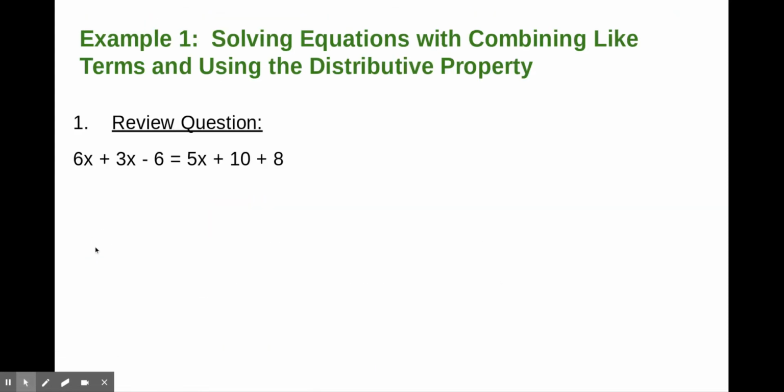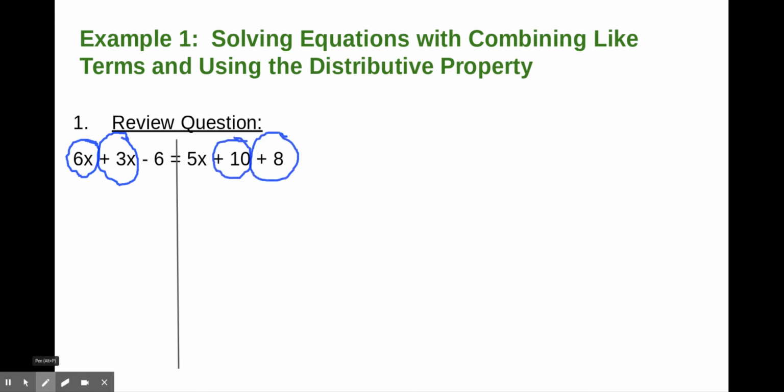We're going to just review before we add in the distributive property part. So going back to what we talked about yesterday, we always draw our line going down through the middle. If I look on my left side, look on my right side, the only thing that I can do on my left side here is to combine my 6x and my 3x. Those are my variable terms that I'm allowed to combine. And over on my right side, I have 2 terms that don't have a variable. Those are my constant terms, so I can add my 10 and my 8 together.